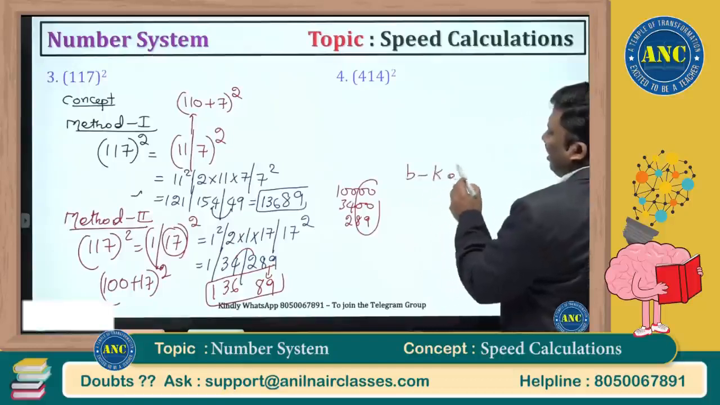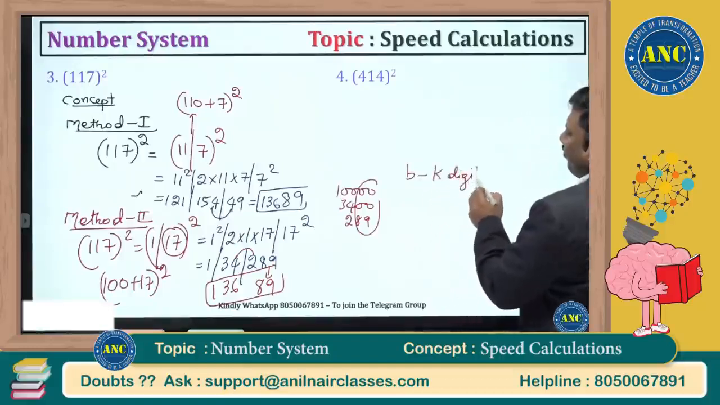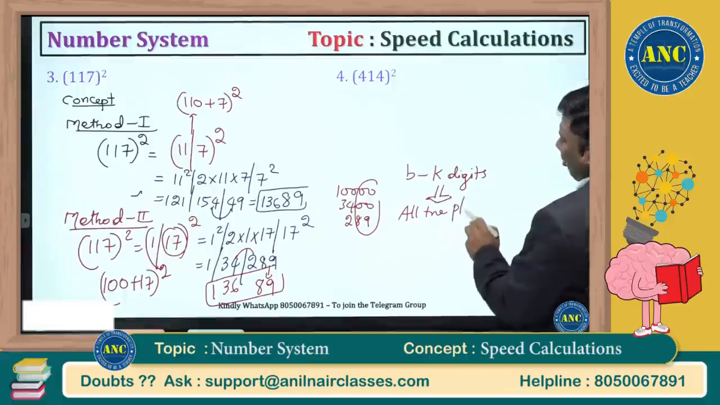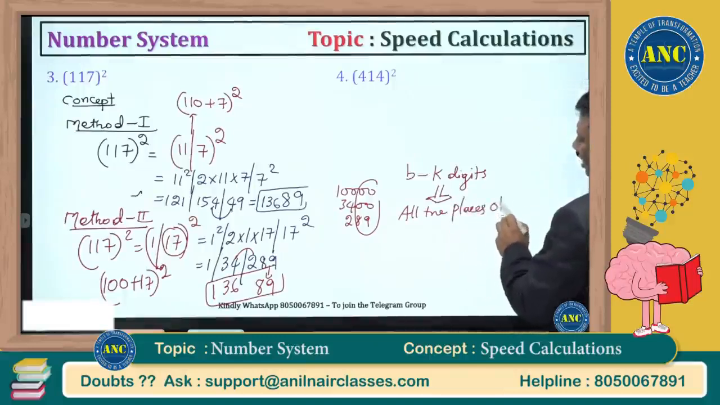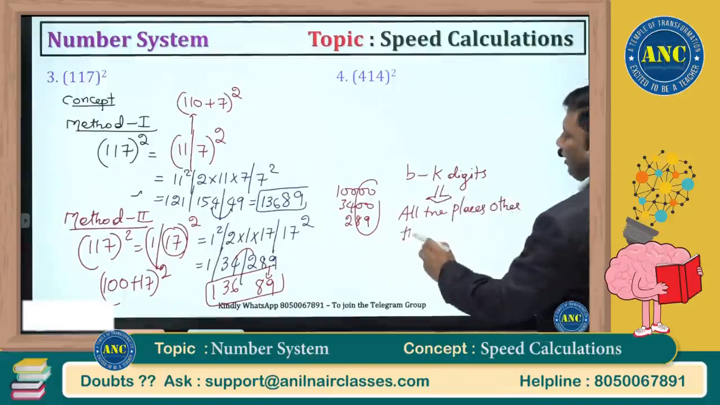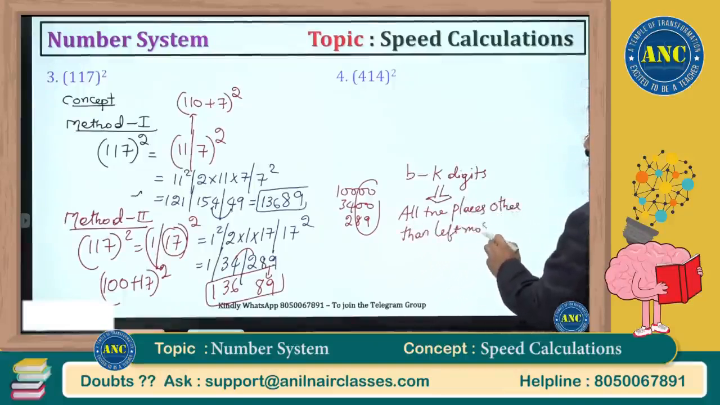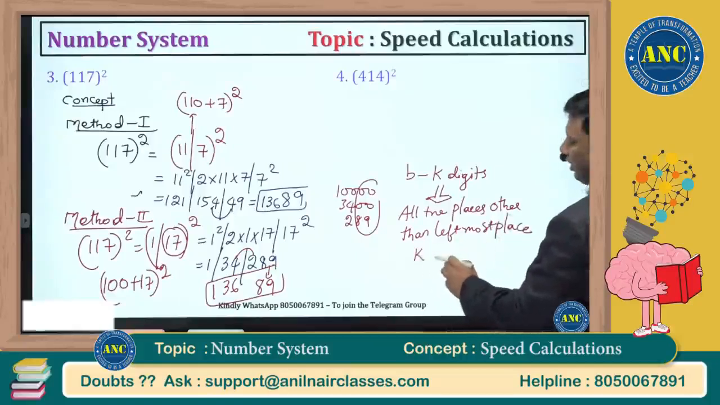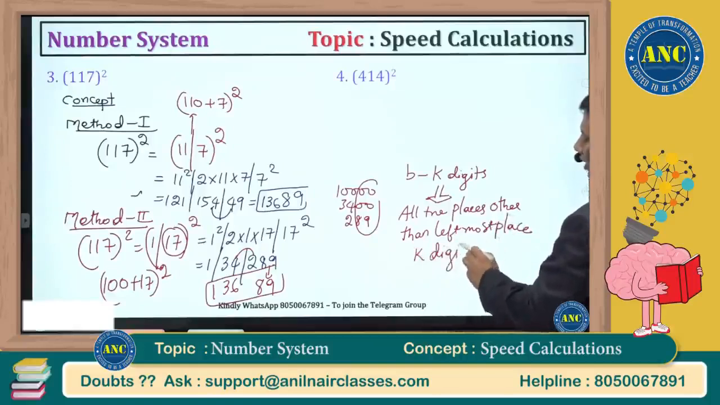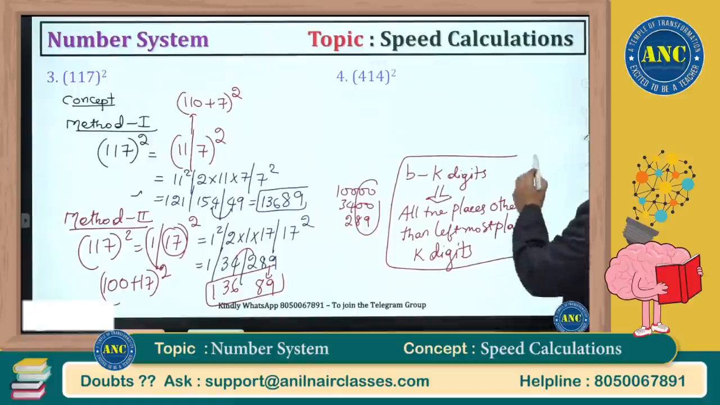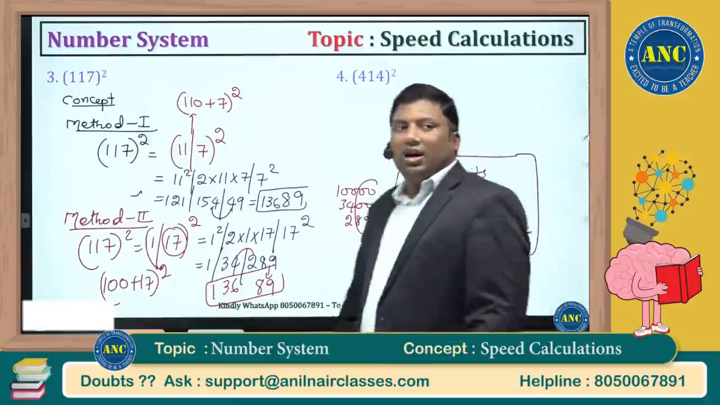If B is taking K digits, all the places other than the leftmost place. How many digits should it have? K digits it should have. If B is taking 1 digit, in every place take the unit digit in the answer.